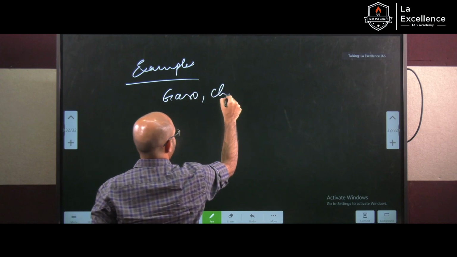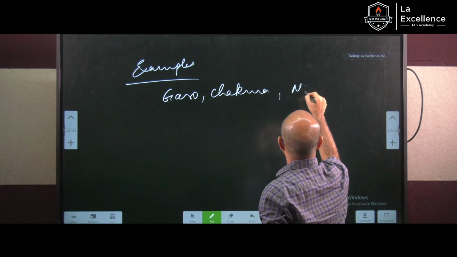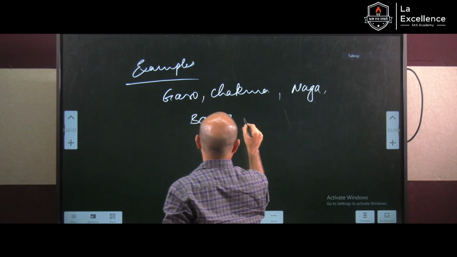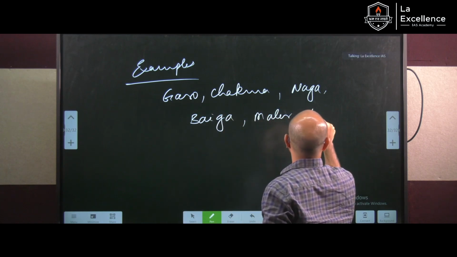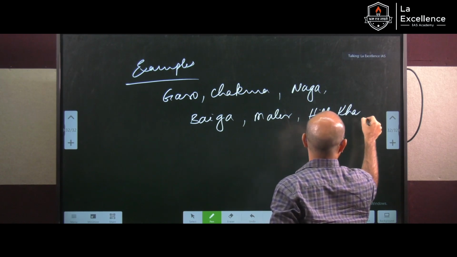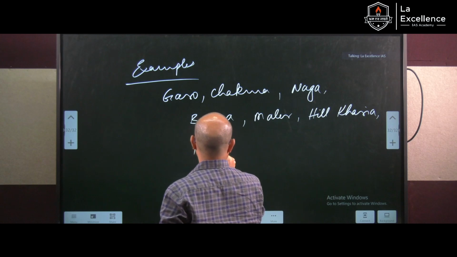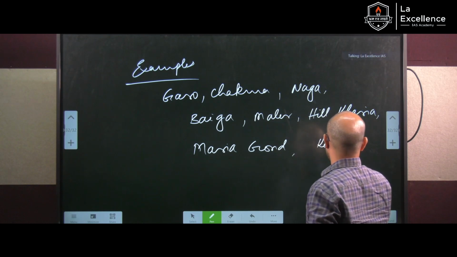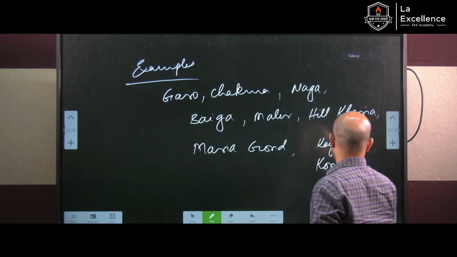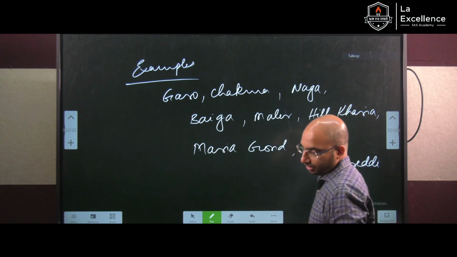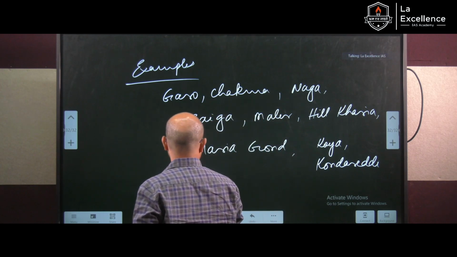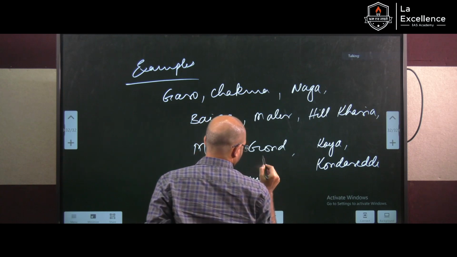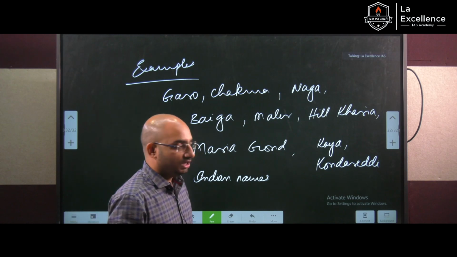Garo, Chakma, Naga, Baiga, Mailer, Hilkaria, Maria Gond, Koya, Konda Reddy, and also discuss the Indian names. Podu, Jum cultivation, and so on.